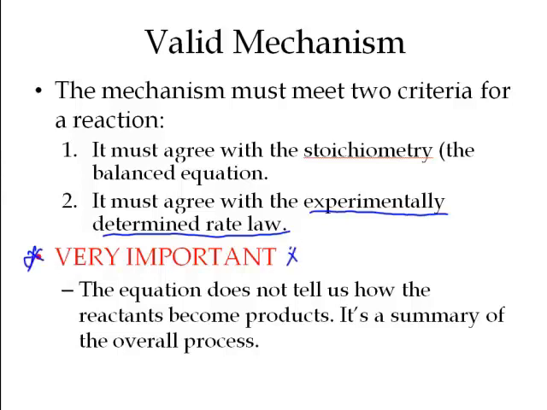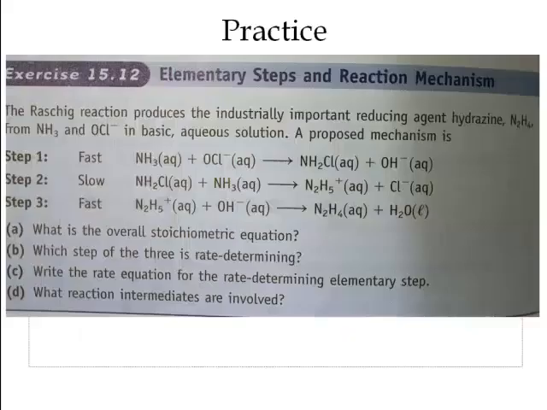Okay. And it's something that we need to just keep in the back of our mind, that a balanced equation does not tell us how the reactants become products. In the past, I've mentioned to you there are side reactions and things like that, and that's why we don't get 100% yield. You just have to be aware of that. The balanced equation is a summary of the overall process, and that overall process might have 2 elementary steps or might have 3 or 4. So let's look at another problem and see if we can figure it out. All right, so here we have another reaction.